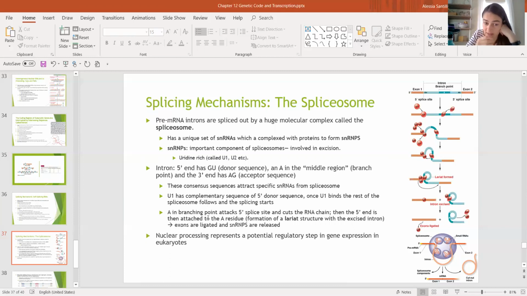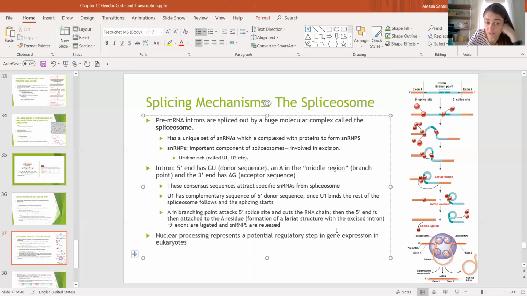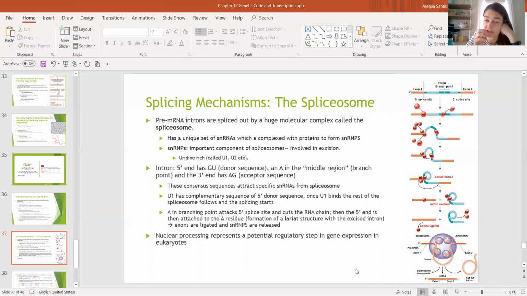So exons are then ligated. Our exons are put together without the intron intervening and interrupting everything. And then the nuclear processing represents a potential regulatory step in gene expression in eukaryotes. That's actually a huge regulatory step in eukaryotes.